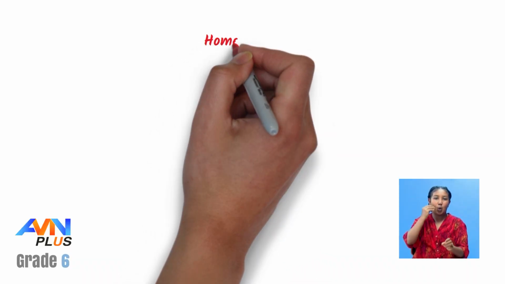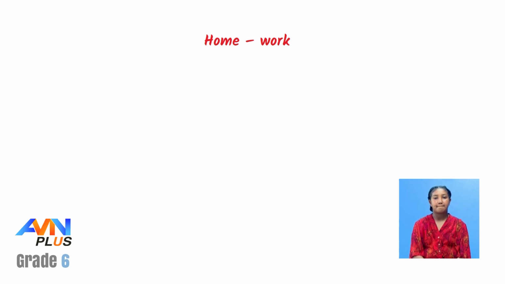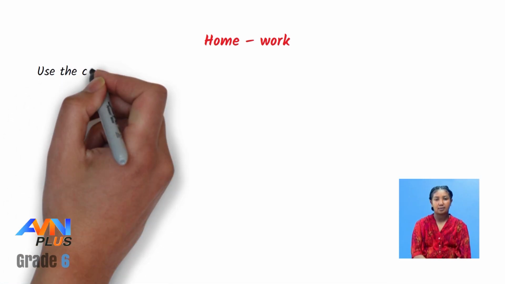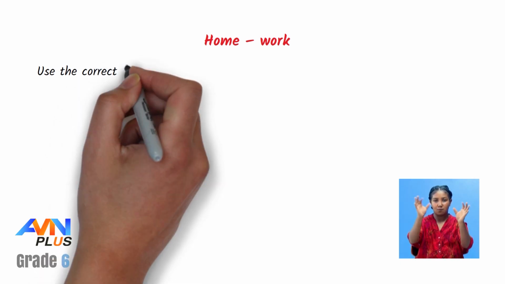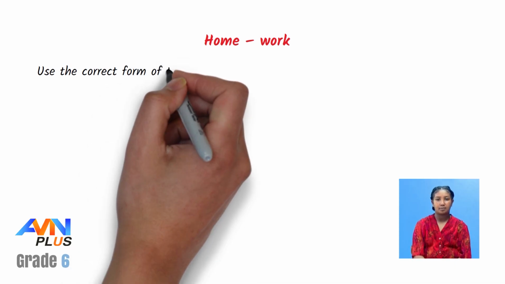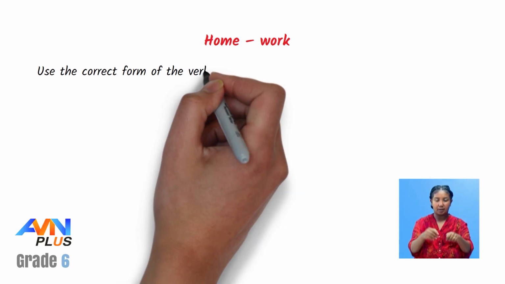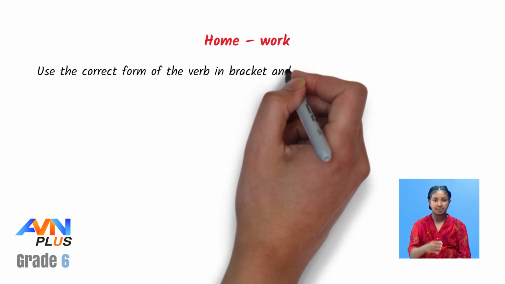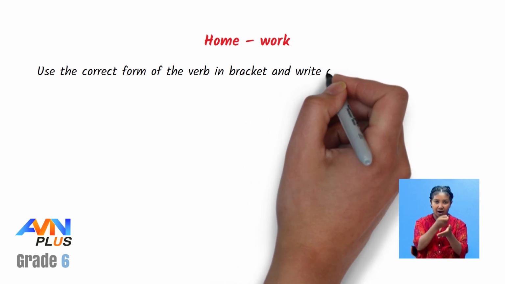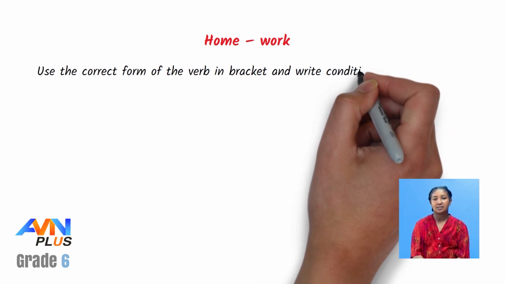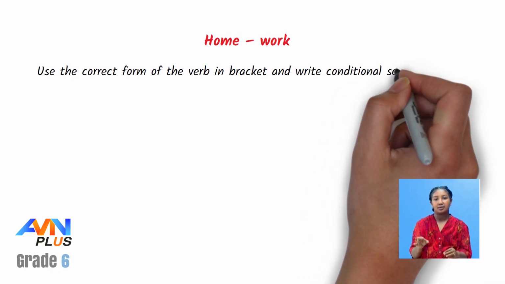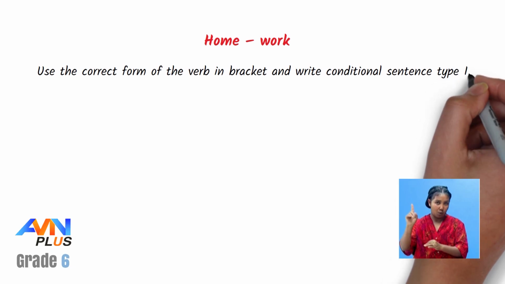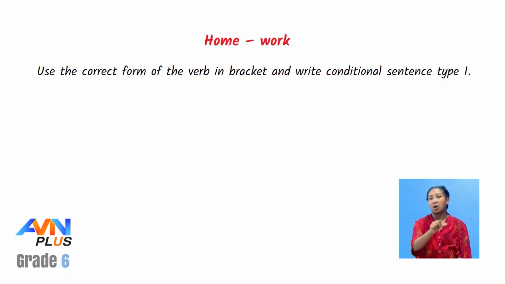Okay? Homework. Use the correct form of the verb in bracket and construct or write conditional sentence type 1, or what we call possibility condition.